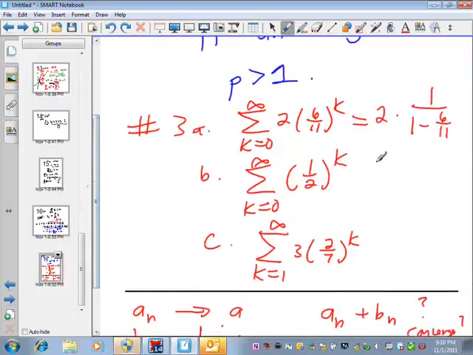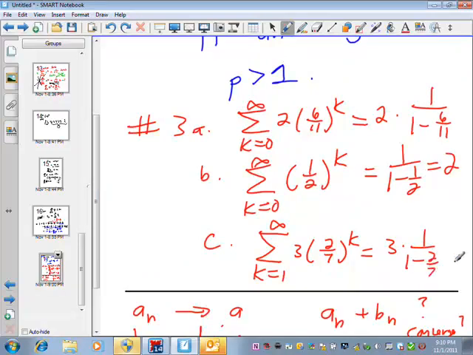Let's write the rest of these. We did this: 1 over 1 minus 1/2. That's 2. Do the same thing for the next one: 3 times 1 over 1 minus 2/7. And what do I have to do? There's something else I have to do here.